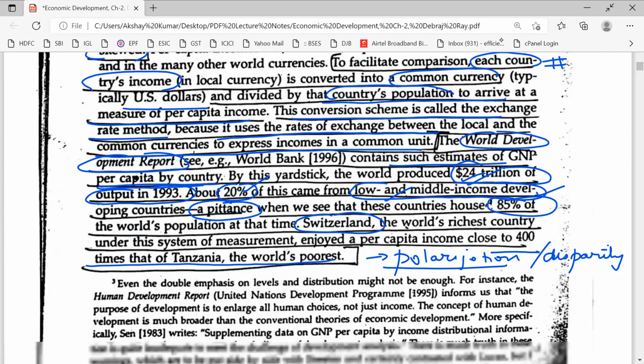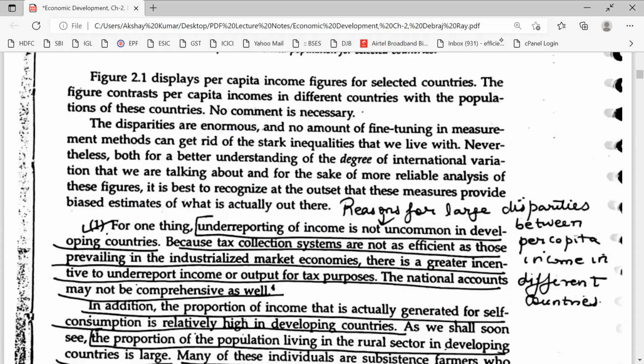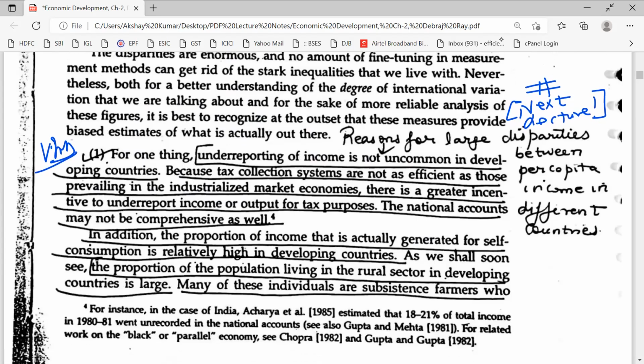So this was the introductory paragraph. And then in the next lecture, we are going to see the reasons for the large disparities in the per capita income between the countries. So the next lecture is going to be a very important lecture where we are going to start from this particular topic, which will give us the valid reasons why such polarization exists.